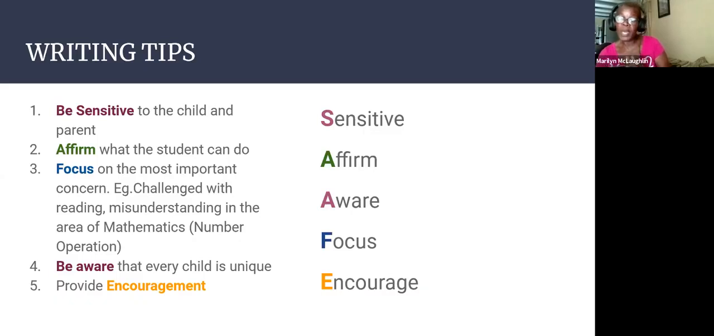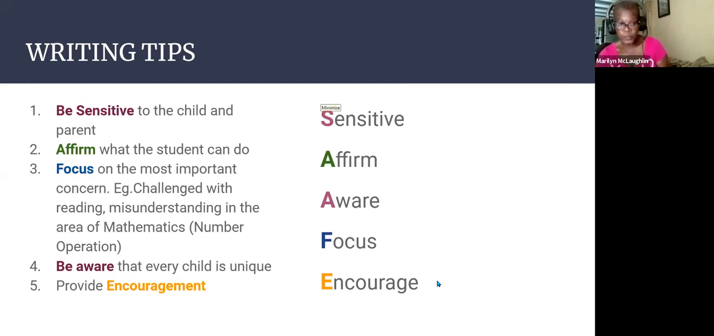And I'm aware that every child is unique, every child is different. So every child's report card is going to be different. It's going to be personal. No two comments should be the same. There is something different about each child that you're going to state in their report card, in your comments.